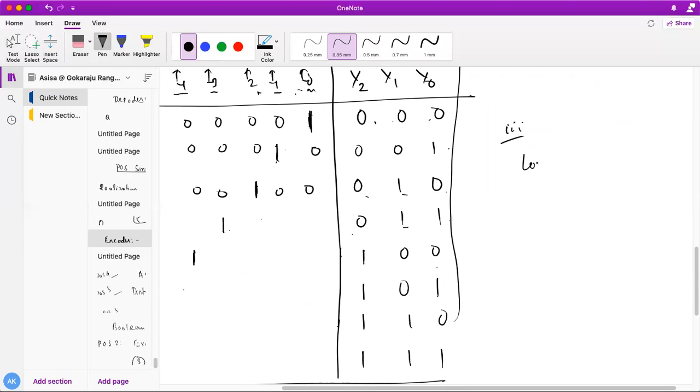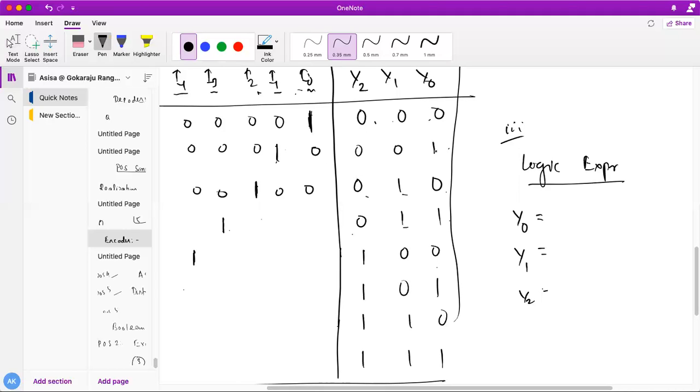The third bit is the logic expression, how to do it. See here, my outputs are Y0, Y1 and Y2. These are the three outputs of mine. How to get Y0, actually?